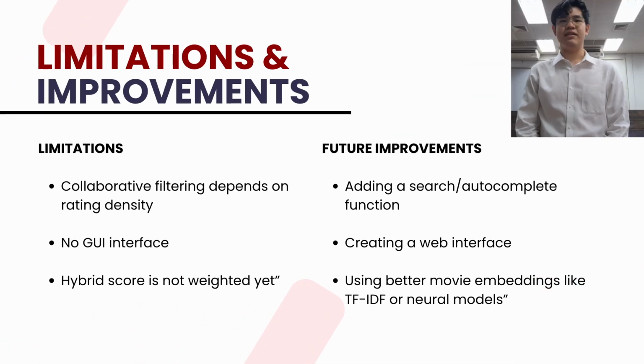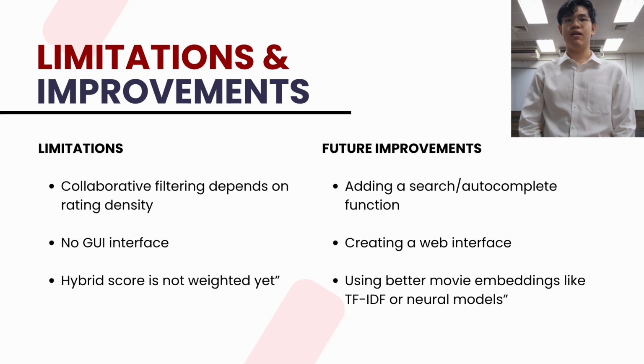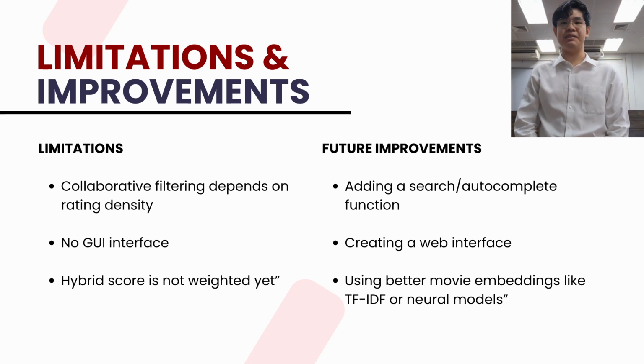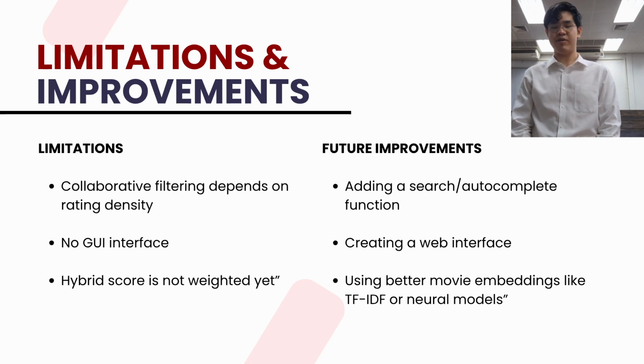Of course, there are still areas for improvement. Some limitations include that the collaborative filtering depends heavily on rating density. Movies with very few ratings need to be removed to reduce the noise. The hybrid model uses equal weights instead of optimized weights. The system currently runs on the command line only. Future improvements could include adding search autocomplete for finding movie titles, deploying the system on a website or GUI, and implementing adjustable weighting for hybrid scoring.